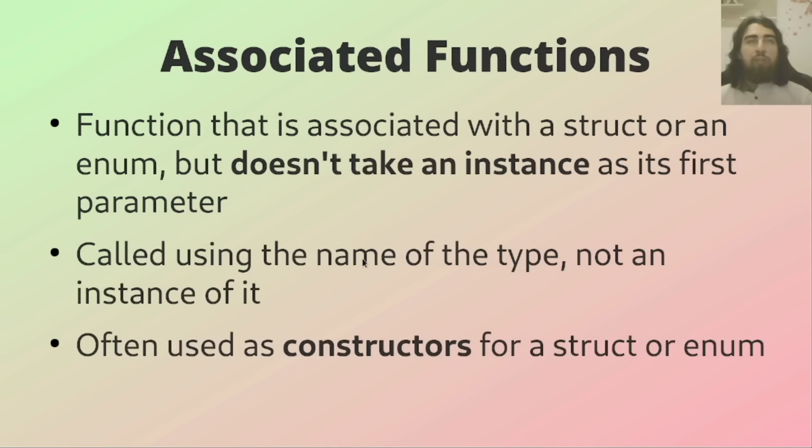Now let's see associated functions. An associated function is a function that is associated with a struct or an enum, but doesn't take an instance as its first parameter. So you can recognize an associated function if it doesn't take self as its first parameter. It's called using the name of the type, not an instance of it. And it's often used as constructors for a struct or an enum.